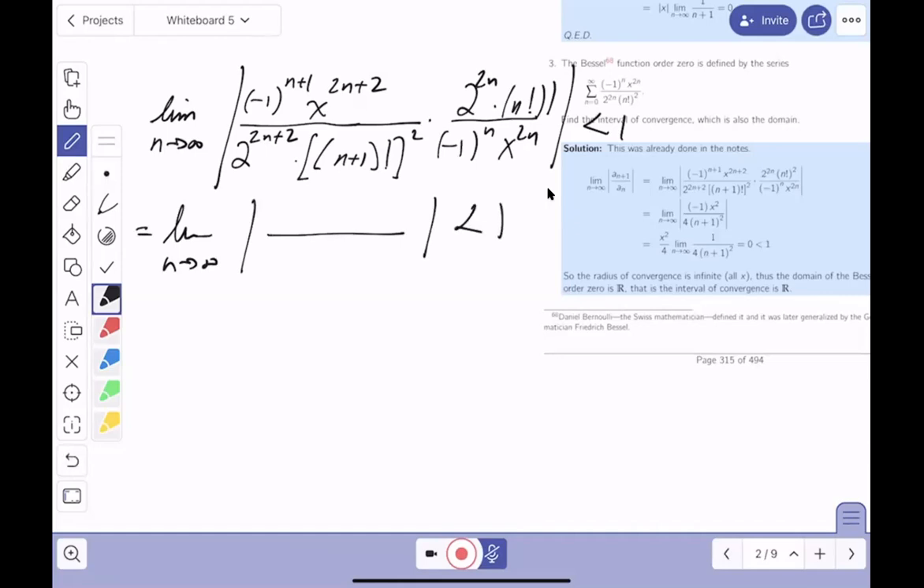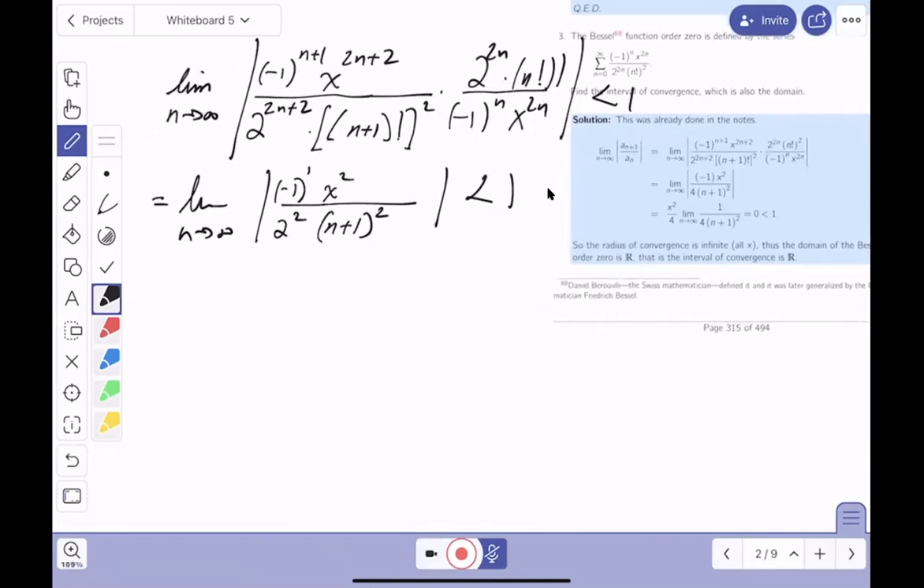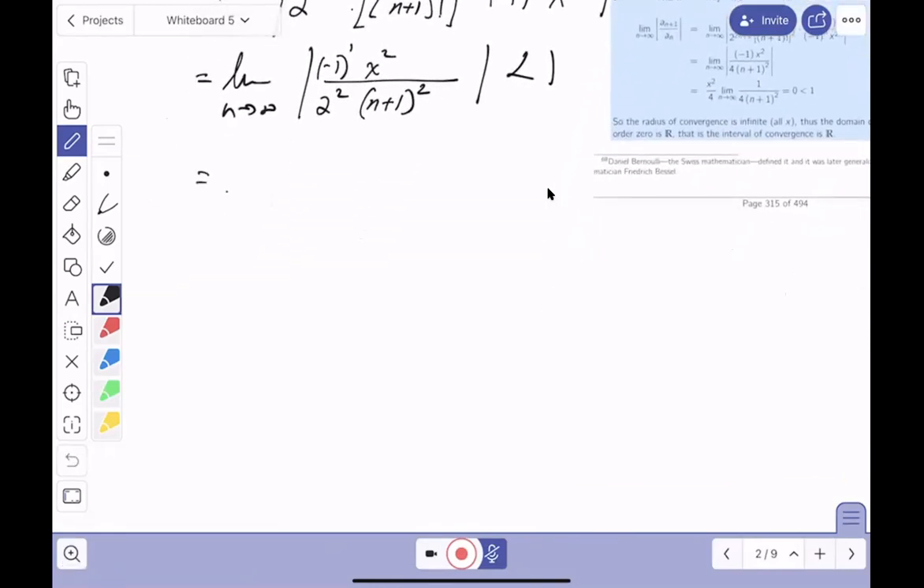And what do you get? Well, you get -1 to the first power. I'll put that down for you. And then let's do the x's next. What are you going to get? x squared. That's not so bad. Let me do the 2's now. What do you get over there? 2 squared. And for the factorial, what are you going to get? You're going to get (n+1) squared. And I have to take the absolute value of that, which is fairly simple. The limit as n goes to infinity is just going to be x squared over 4 times (n+1) squared, absolute value. That was pretty simple.